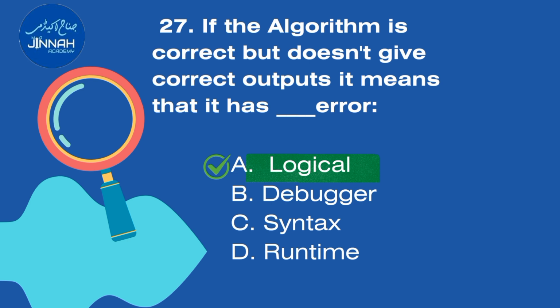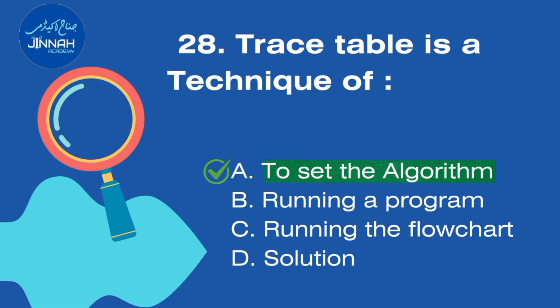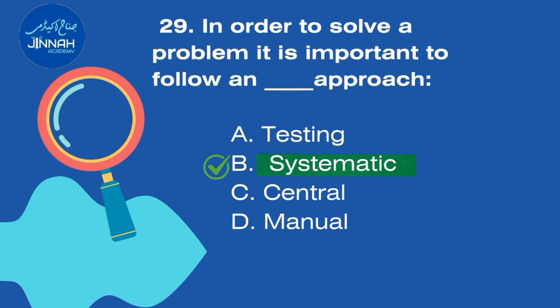27. If the algorithm is correct but doesn't give correct outputs, it means that it has error. Option A, logical. 28. Trace table is a technique of option A, to set the algorithm. 29. In order to solve a problem, it is important to follow an approach. Option B, systematic.